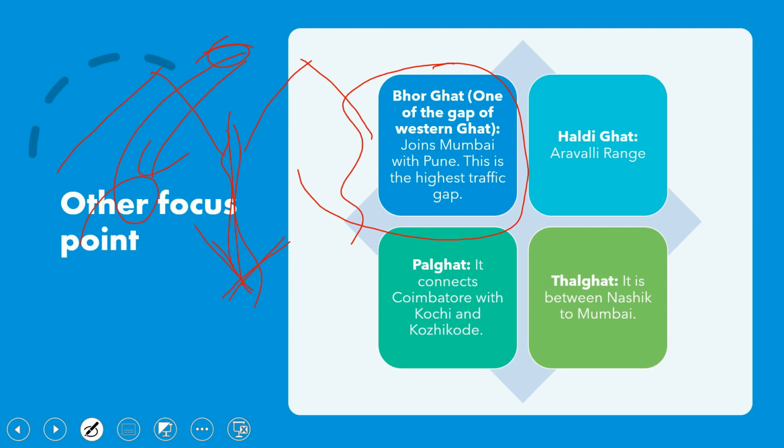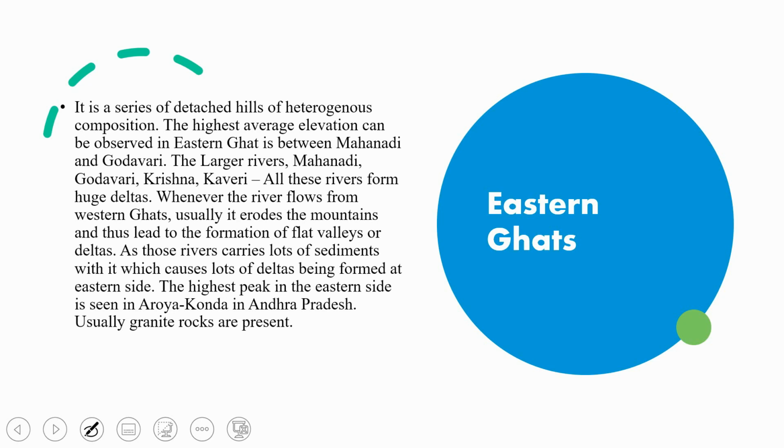Bhor Ghat. Haldi Ghat is in the Aravalli range. Then Pal Ghat connects Coimbatore with Kochi and Kozhikode, and it has recently been in the news also. Then you have Thal Ghat, between Nashik and Mumbai. Okay, now we will see our Eastern Ghat.